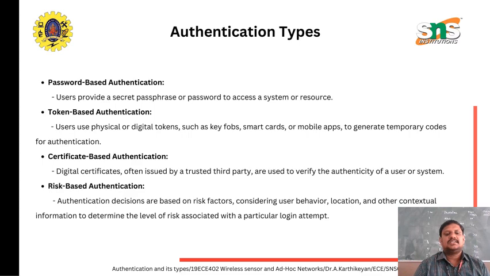Token-based authentication, in the sense, uses physical or digital tokens such as fobs, smart cards, or mobile apps, with the help of which we are able to enter, like with a smartphone. Then certificate-based authentication: a digital certificate is issued by a third party, and the authenticity is verified by the system. That's called certificate authentication. Risk-based authentication: the decisions are based on risk factors, considering user behavior, location, and other external information. Based upon the risk it will authenticate.